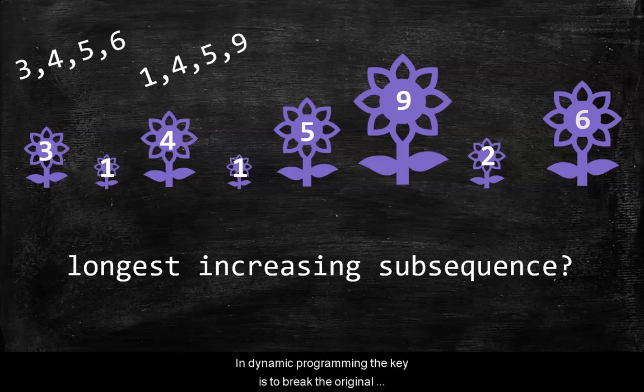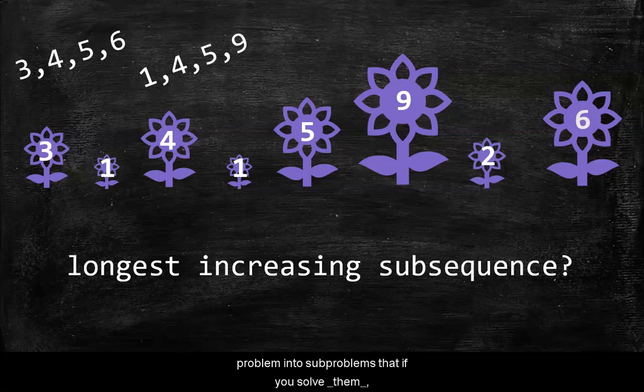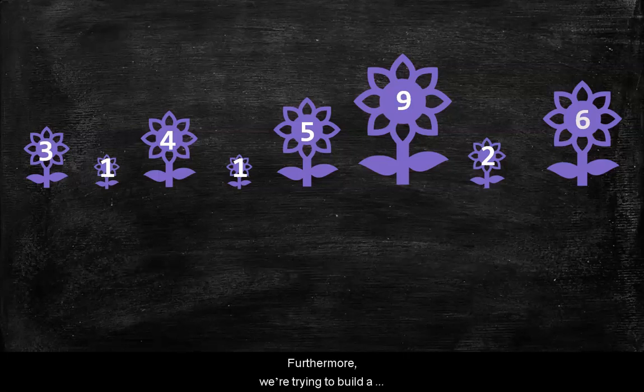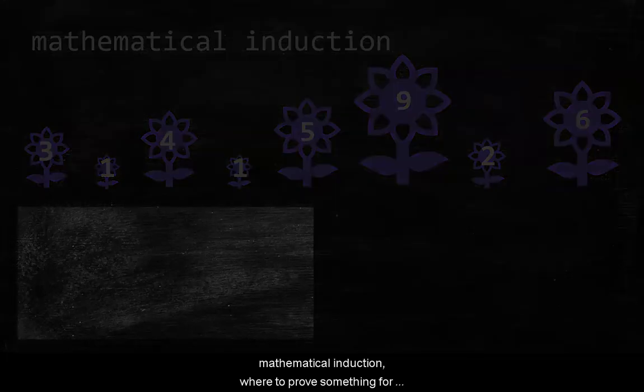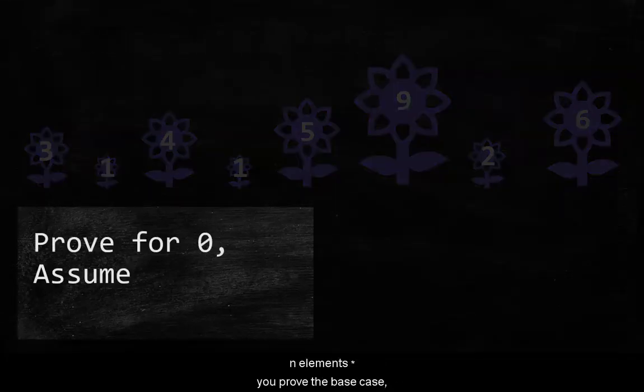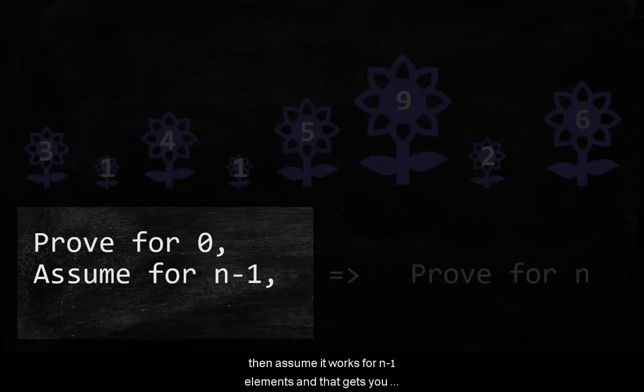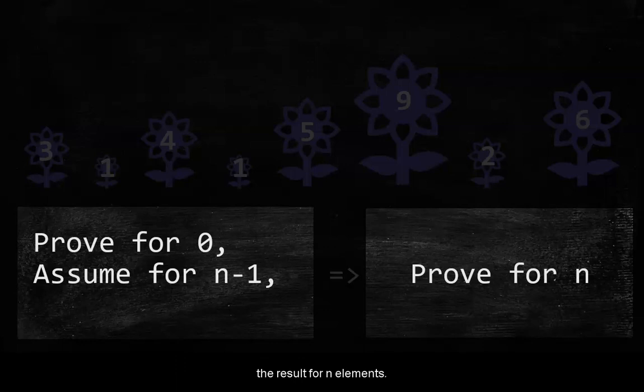In dynamic programming, the key is to break the original problem into subproblems that, if you solve them, will guarantee that you solve the original problem. The question here is, what are the subproblems? Furthermore, we're trying to build a recursion. It's very much like mathematical induction, where to prove something for n elements, you prove the base case, then you assume it works for n minus 1 elements, and that gets you the result for n elements.